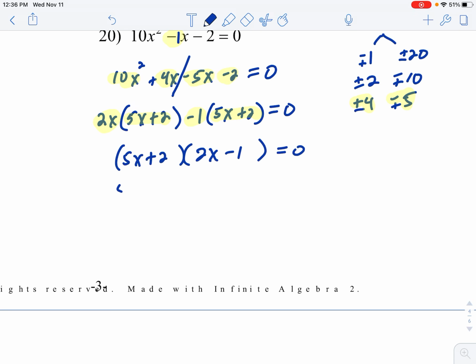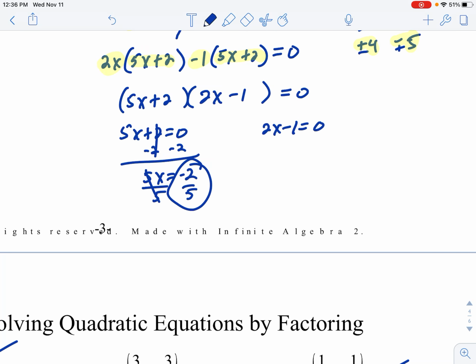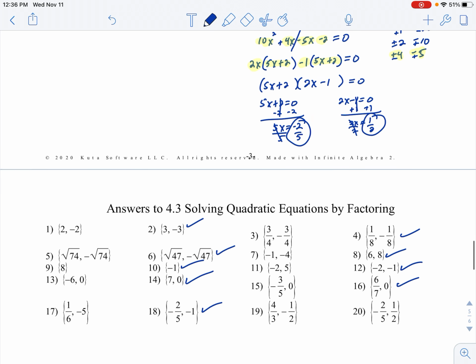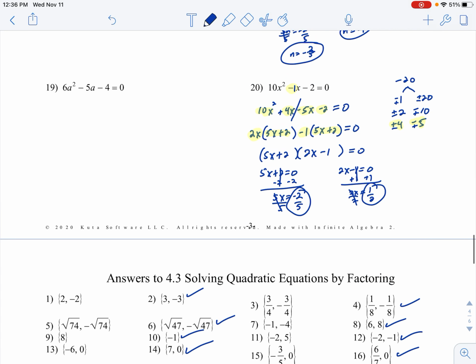And now that it's factored, set each factor equal to 0. All right, so here, minus 2, 5x equals negative 2, divide by 5. We get negative 2/5 for one answer. The next one, add 1 to both sides. 2x equals 1, divide by 2. 1/2 for the second answer. Negative 2/5 and positive 1/2, and there it is.